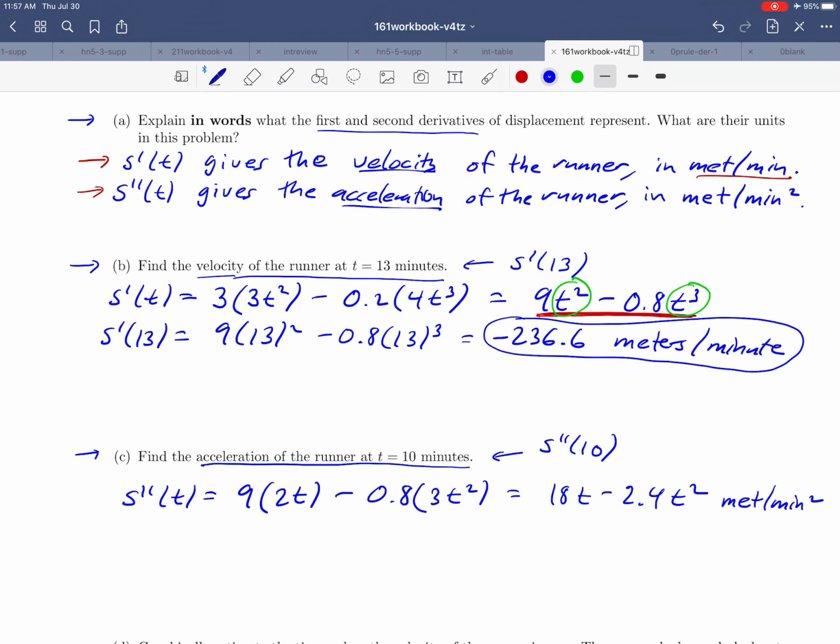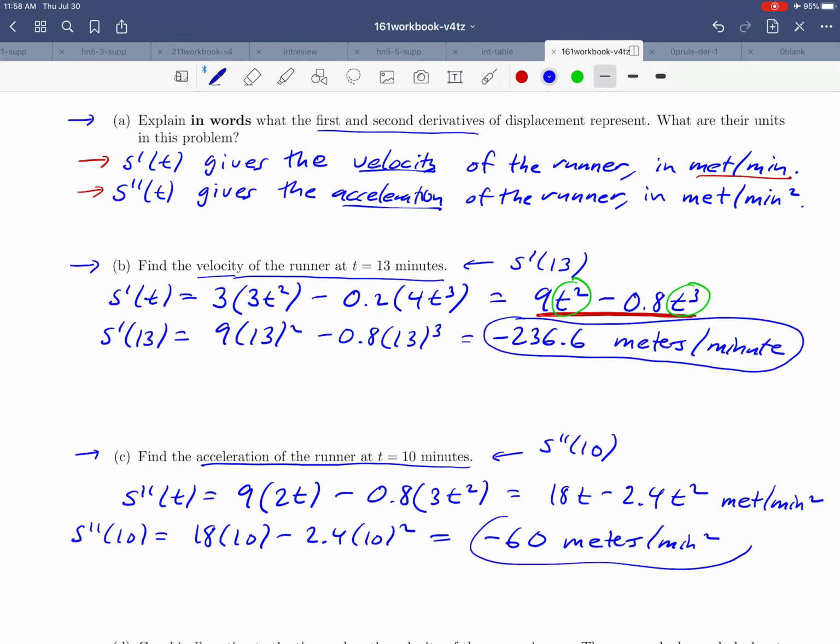We're interested in the acceleration at 10, so let's go ahead and substitute in 10 and see what we get for a numerical answer here. Again, you might be able to do that in your head, or you can go to your calculator. This turns out to be about negative 60, and again, those units are meters per minute squared. Okay, there's our answer to part C.